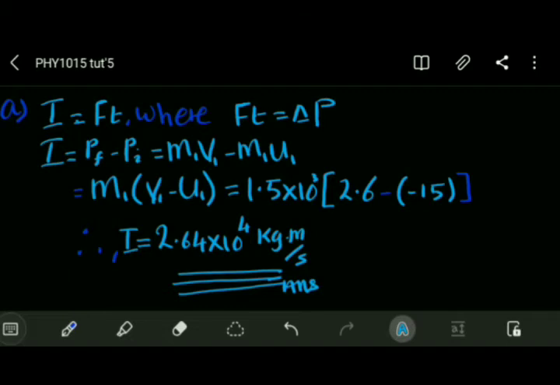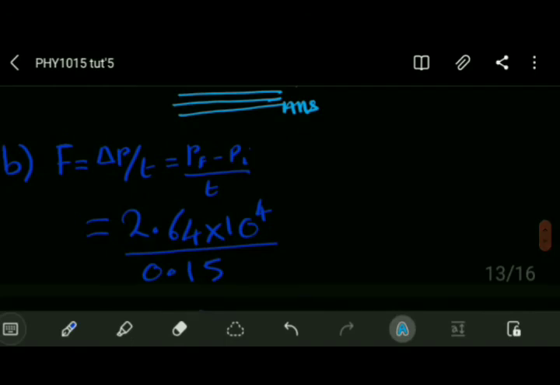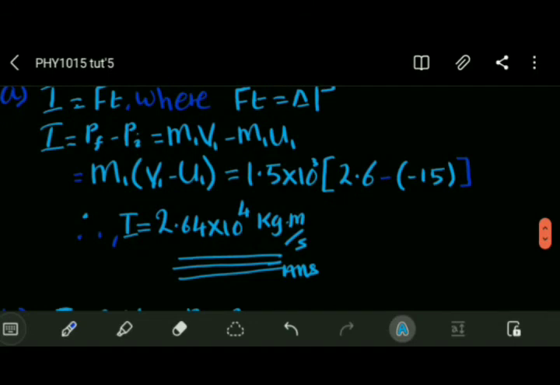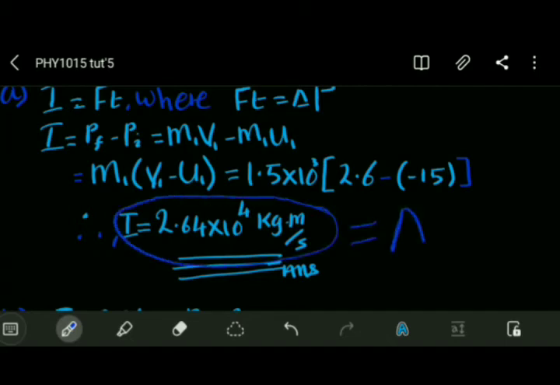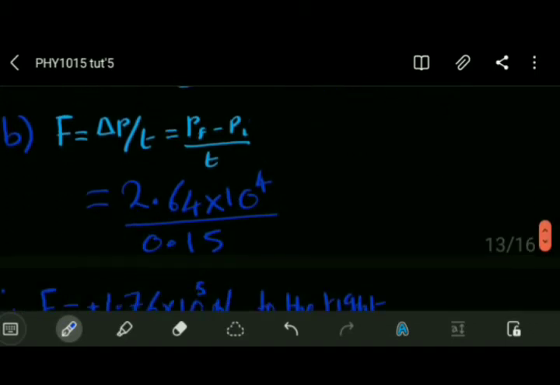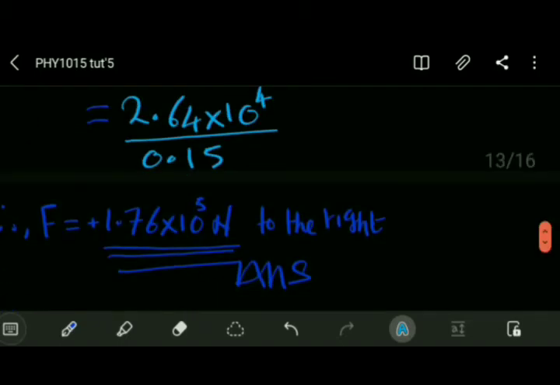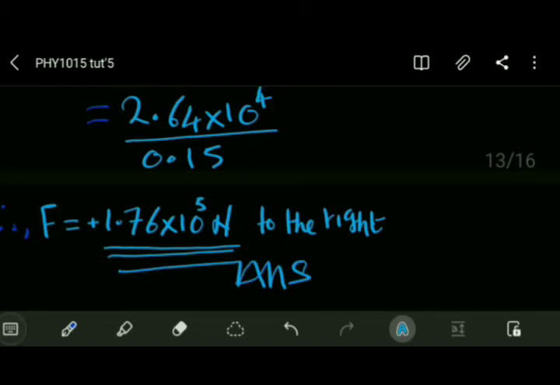Very simple. Then the second part requires us to find the average force, and we know that F equals change in momentum over time. We already found the change in momentum, which is the impulse, so to speak. So the change in momentum, which is our impulse, over the given time gives us the force, which is a positive value, and because it is positive, we know that it's heading towards the positive x-axis, which is to the right. So the force is positive 1.76 times 10 to the power 5 newtons towards the right. Okay, so we're done.